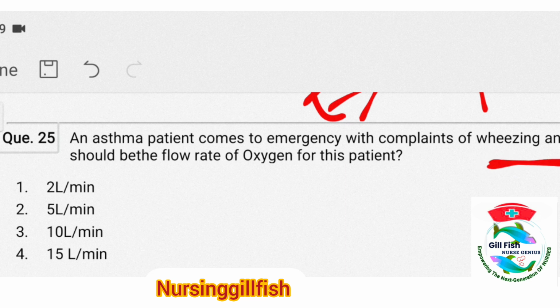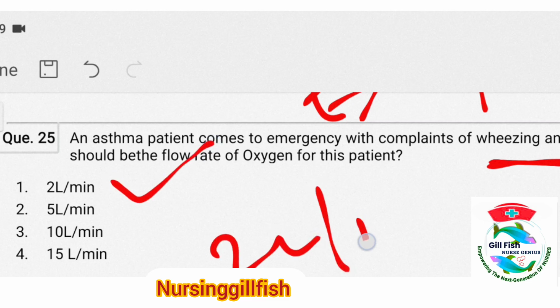So the flow rate: option 1, 2 liters per minute. Option 2, 5 liters per minute. Option 3, 10 liters per minute. Option 4, 15 liters per minute. So how much do you have to administer for a patient with wheezing and chest pain? 2 liters per minute we are going to administer for the patient. So that is why option 1 will be the correct answer. Okay, fine. Next, move on to another question.